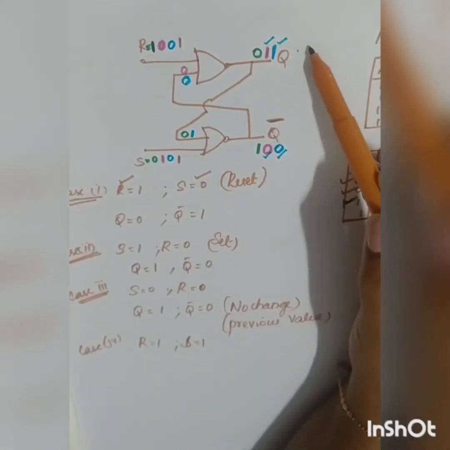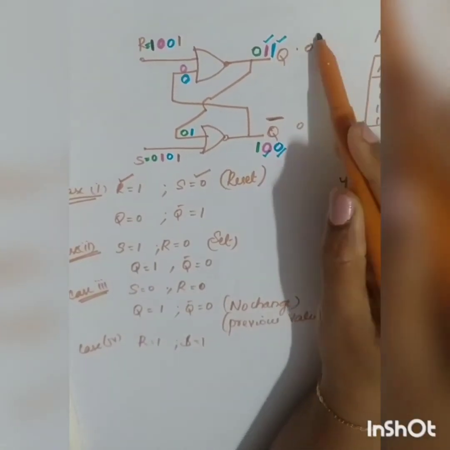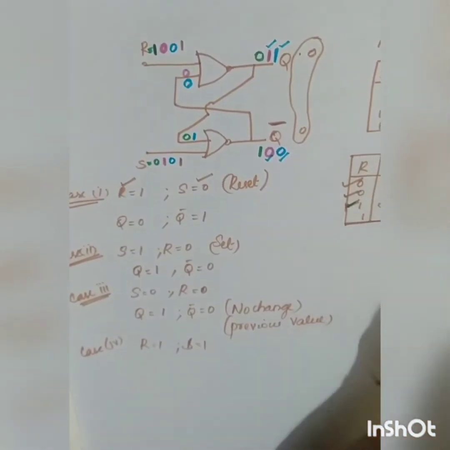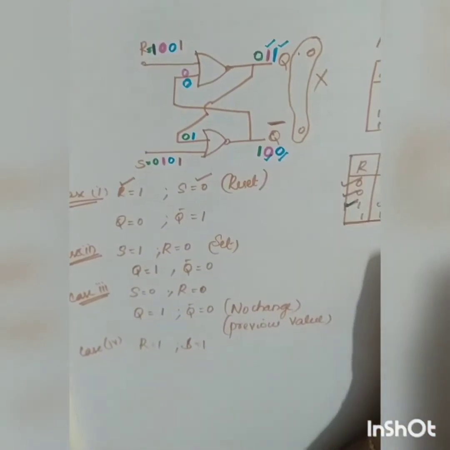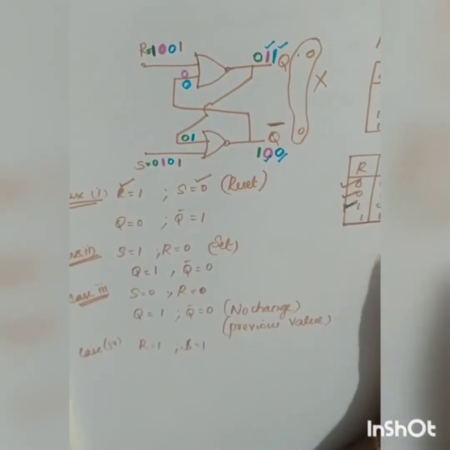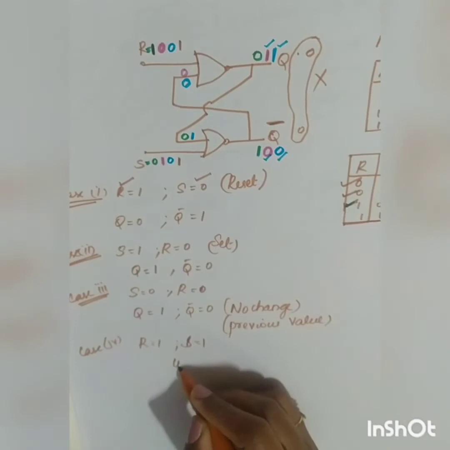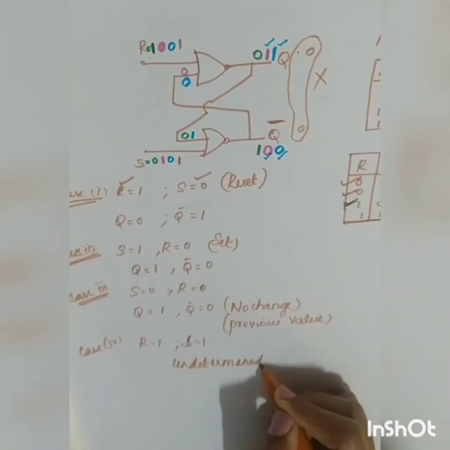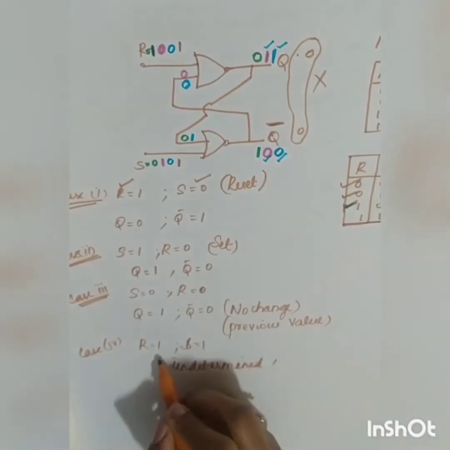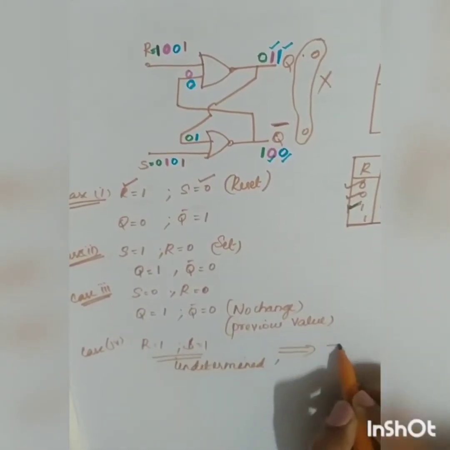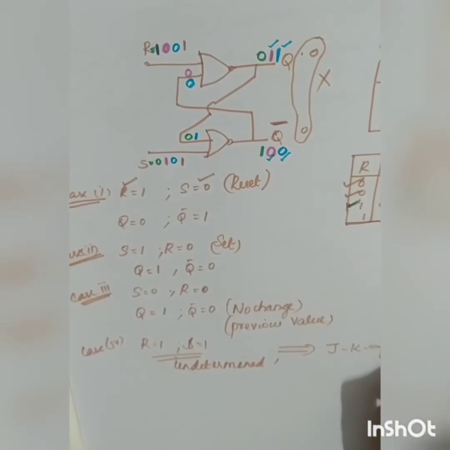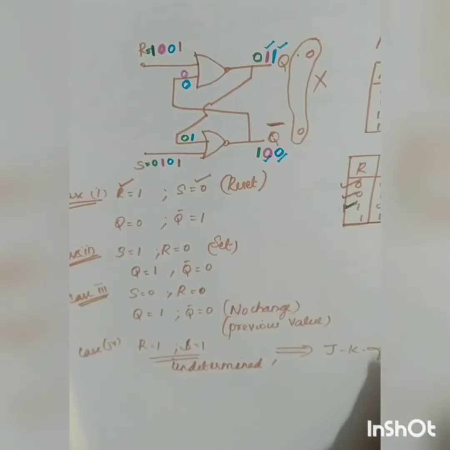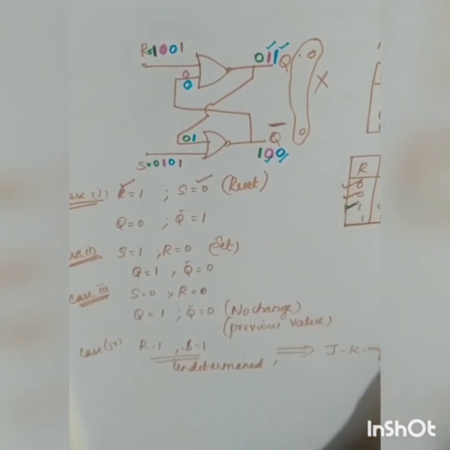It cannot be the condition, right? So 0, 0 is an exception. It cannot be. If Q is 0, Q bar has to be 1. It is not true. So this condition is marked by X. It is called a race condition or undetermined condition. The system doesn't know what to do. So this is overcome by using the JK flip-flop. That's why you go for the JK flip-flop. Understood? Okay, so this is the truth table of your RS flip-flop.